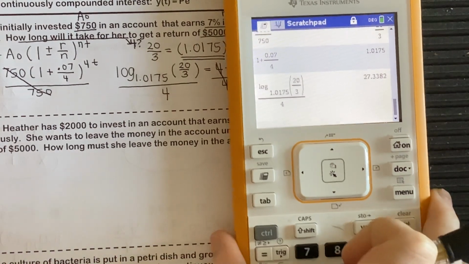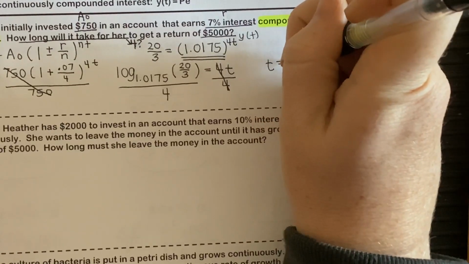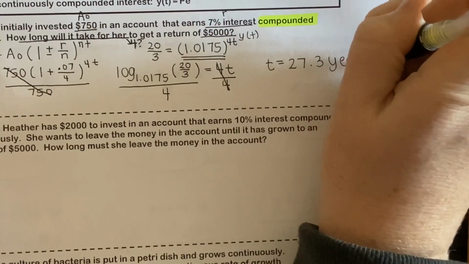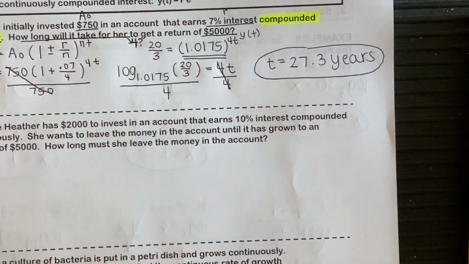All right. So that money is going to have to sit in there for a long time. So T is equal to 27.3. Make sure when we answer applications that we always have labels.